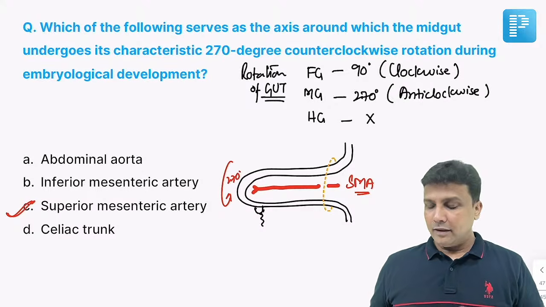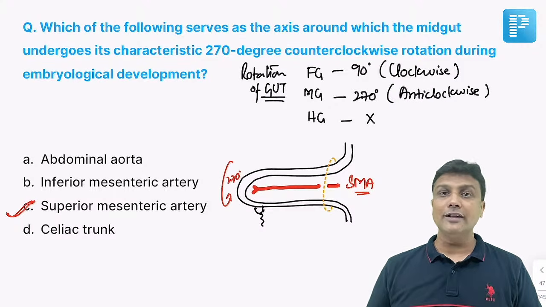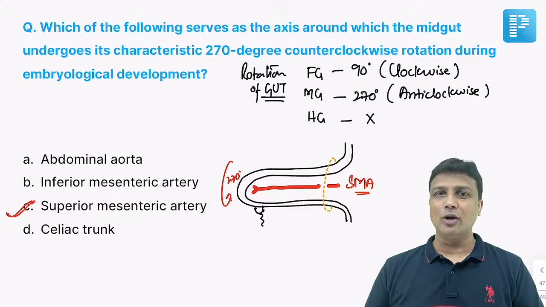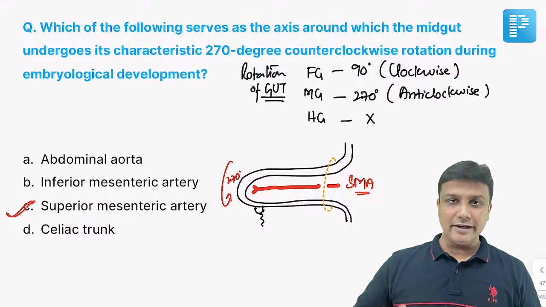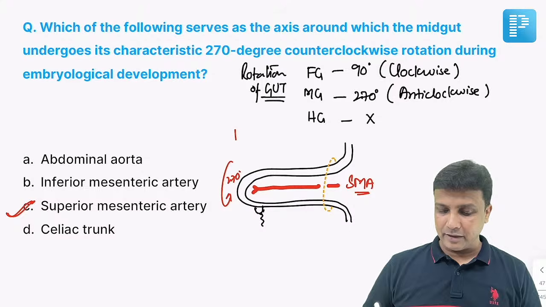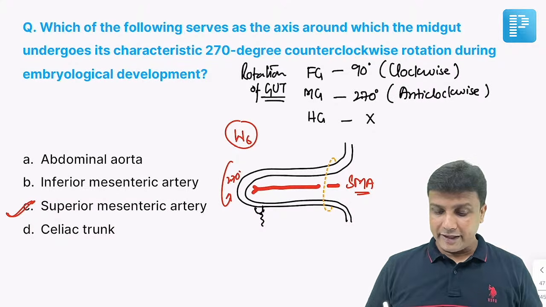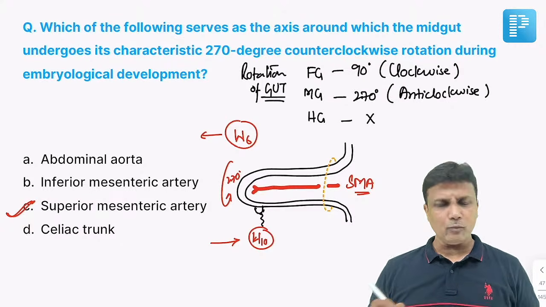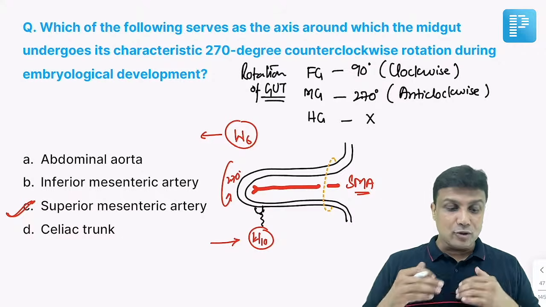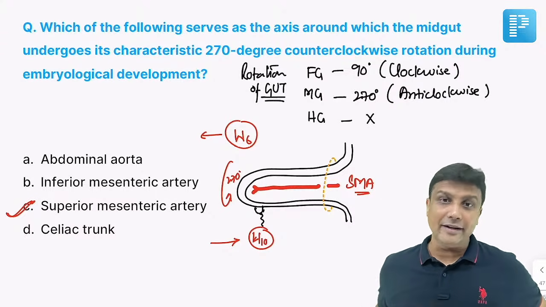Please remember, when this midgut is coming out, can I call this a hernia? Of course, we can call this a hernia, but remember this one will be the physiological hernia. Physiological hernia will occur at which week? Please remember, at the 6th week, physiological hernia will occur. And then it is going to reduce back into the abdomen by around the 10th week.